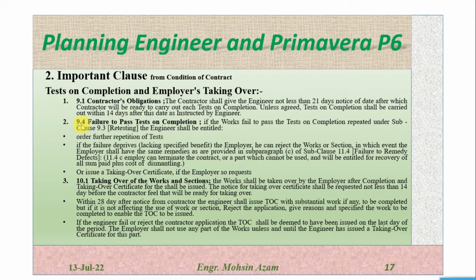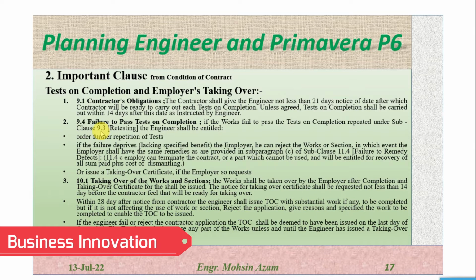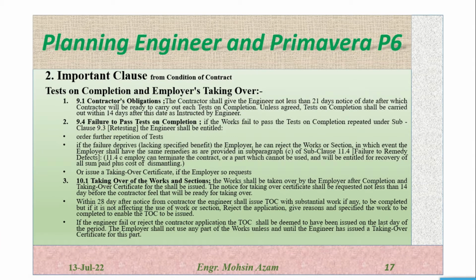After this, 9.4, failure to pass the tests on completion. As is clear from the statement, if the contractor fails to pass the testing on completion after retesting as per clause 9.3, if the engineer rejects any test, the contractor has to retest it again as per clause 9.3. And after retesting, if the contractor again fails to pass the test, the engineer will be entitled to order further repetition of the test.